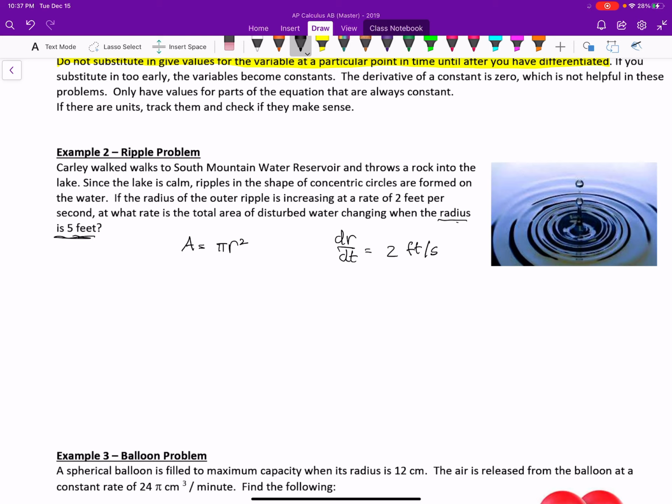So now we're ready to take the derivative, d/dt with respect to time, of both sides of the equation. So that's going to give me dA/dt, the rate of change of the area with respect to time. And then pi, don't forget, is an actual constant. So this is going to give me 2 pi r dr/dt.